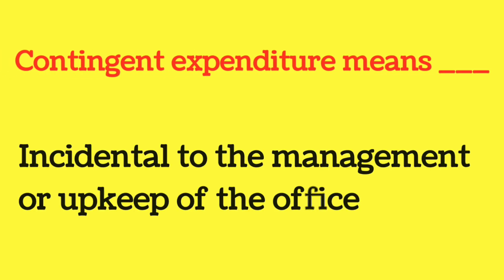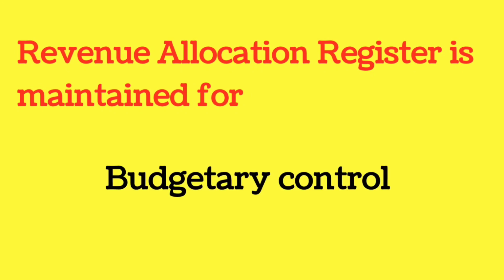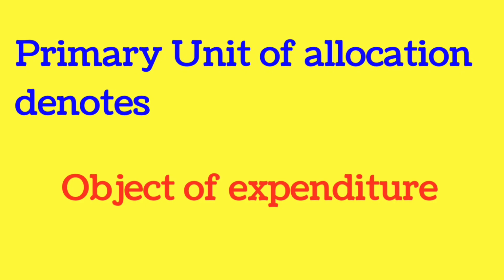Contingent expenditure means expenditure incidental to the management or upkeep of the office. Revenue allocation register is maintained for dash. It is maintained for budgetary control. Primary unit of allocation denotes object of expenditure.